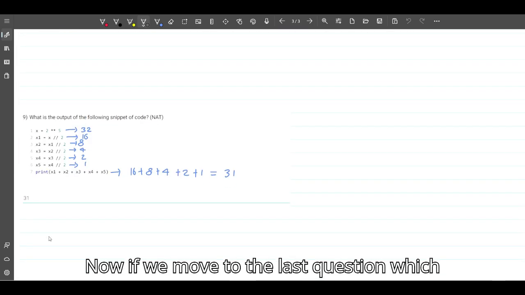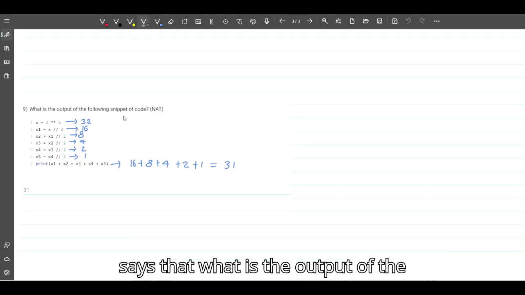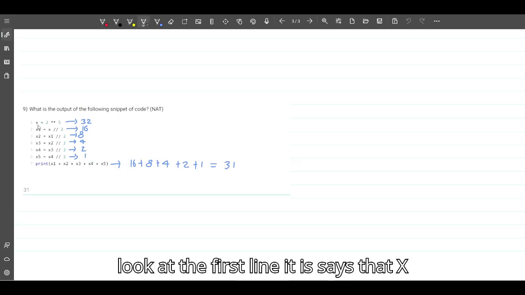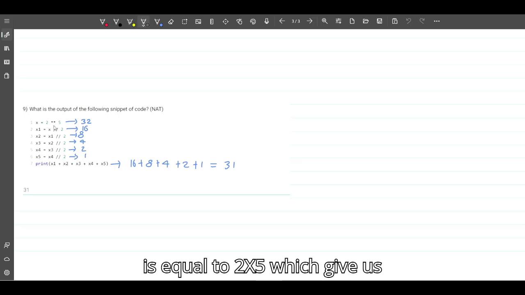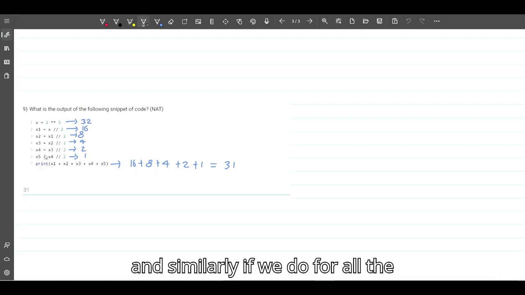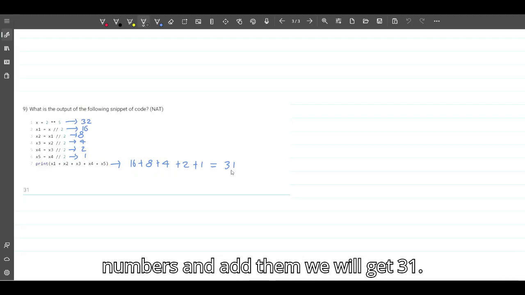Now if we move to the last question, which says, what is the output of the following snippet of code? If we look at the first line, it says x is equal to 2 exponent 5, which gives us 32 as an int value. Now if we do x1 is equal to x modulus x float division 2, then it will return 16, and similarly if we do it for all the numbers and add them we will get 31.